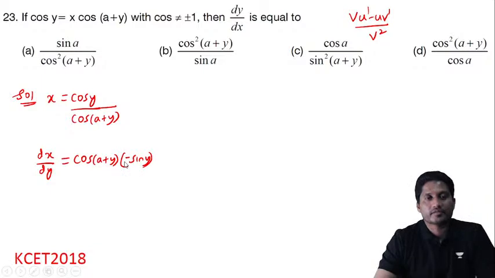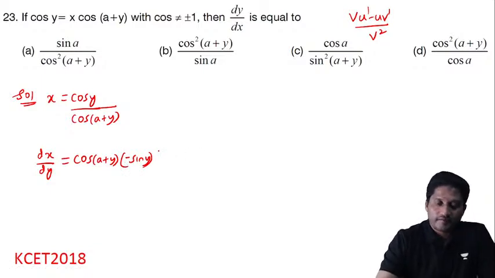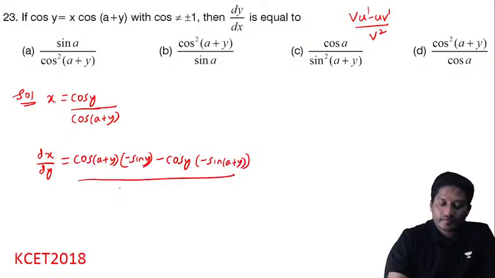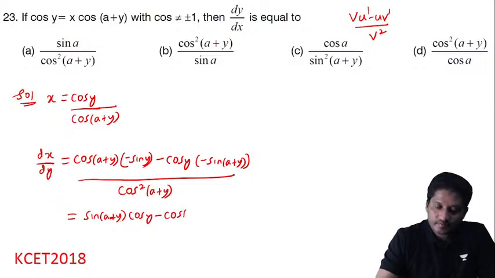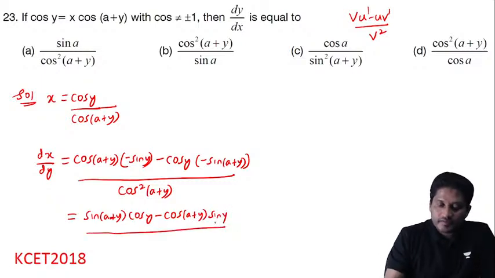Don't write into dy by dx because you're differentiating with respect to y. V into u dash minus u into v dash, that is minus sine of (a plus y), divided by v square, that is cos square of (a plus y). Okay, so minus of minus is plus: sine of (a plus y) into cos y minus cos of (a plus y) into sine y, divided by cos square of (a plus y).